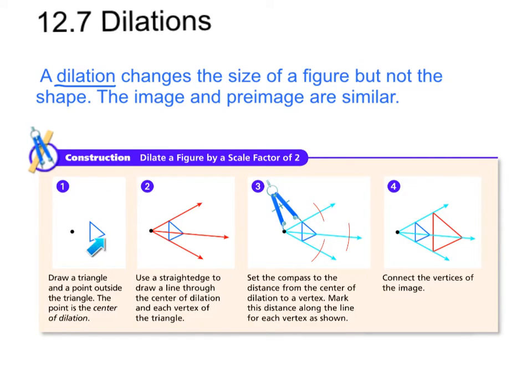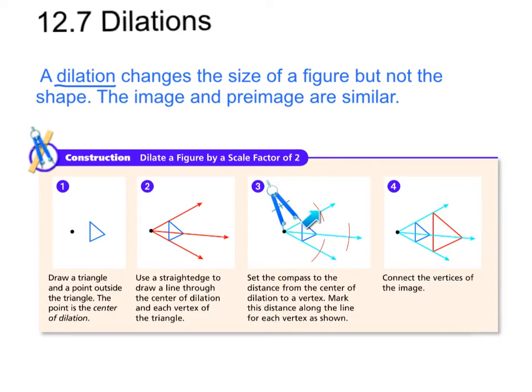We're going to draw a triangle and a point outside the triangle. The point is called your center of dilation. Then, using a straight edge, we're going to, from that point, draw a ray through each vertex of the triangle. Then we're going to measure the distance from the point to each vertex, and then we're going to double it since we're doing a scale factor of 2.